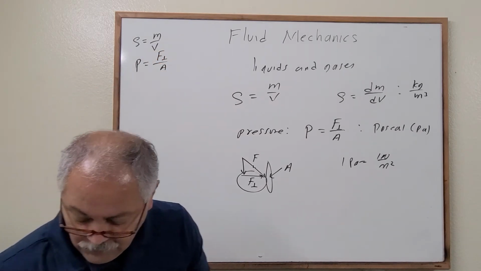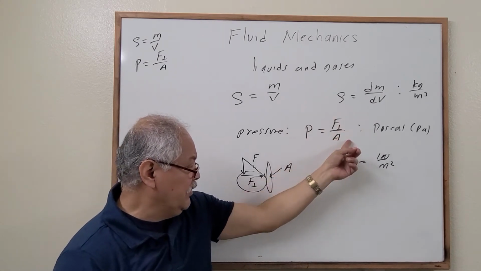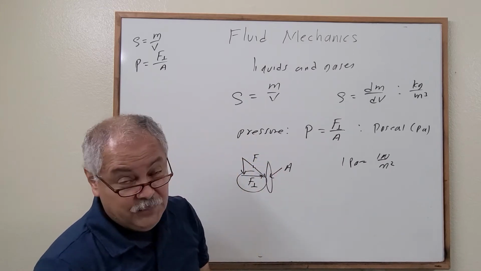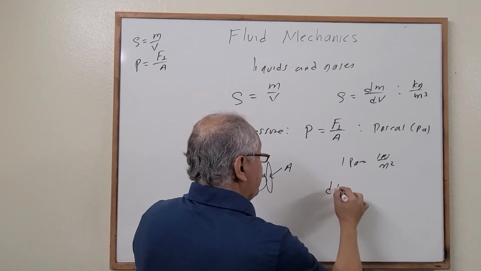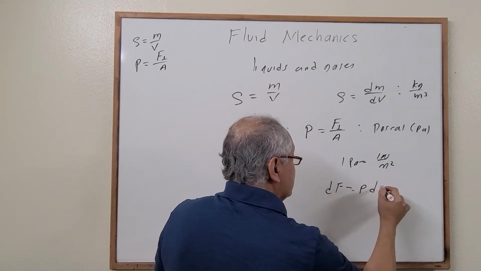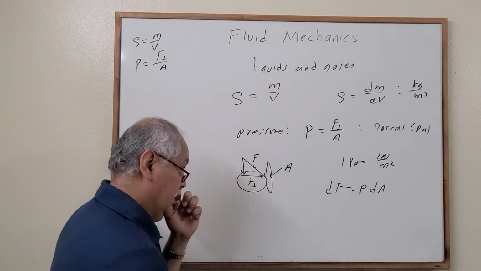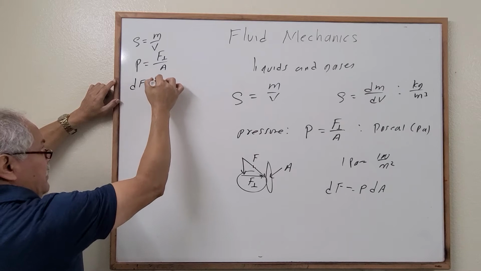Great. Now, this is the case when pressure is constant. What happens if pressure is not constant? Well, in that case, we find the change in force equals pressure times the change in the area. Correct. This is the formula that we use when pressure is not constant.